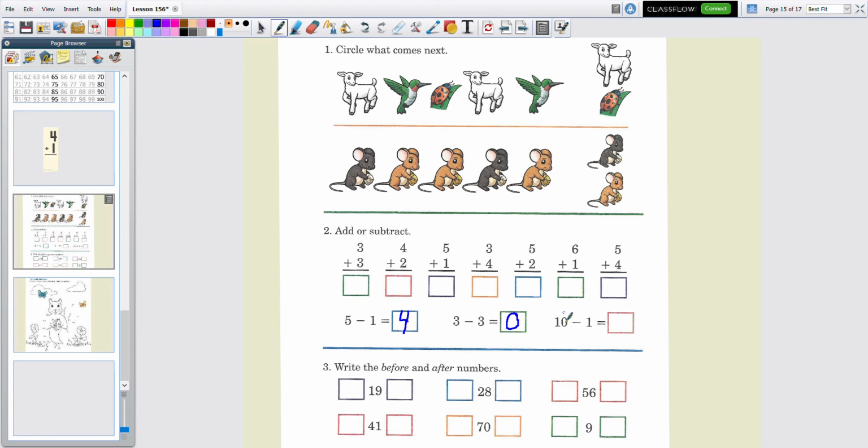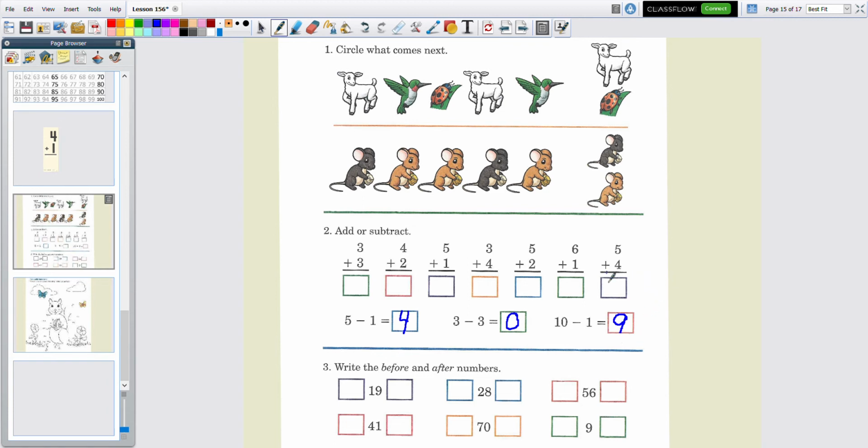Here we have 10. Hold up your 10 fingers. Take away 1. Another way you could do this is counting backwards. If you're counting backwards, 10, 9. So 10, you take away 1, it's 9. There you go.